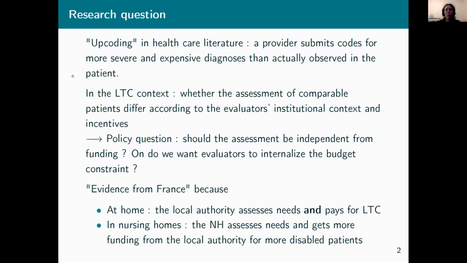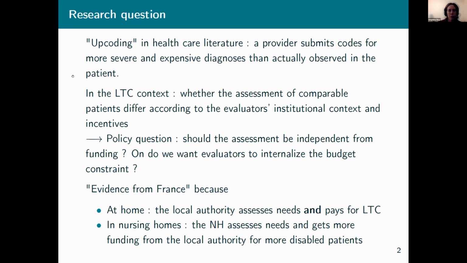Which is important because the first question when you want to compensate for long-term care needs is to properly measure the needs. And so the question here is who should do the assessment? Should it be independent from the funding, or do we, on the contrary, want evaluators to internalize the budget constraints and not to just upcode the needs?